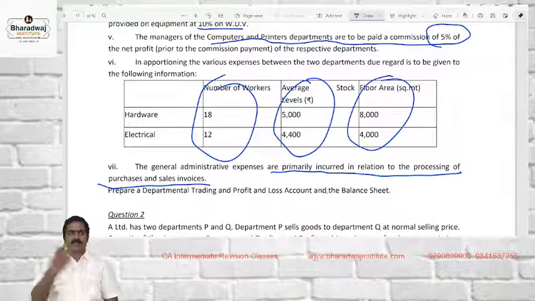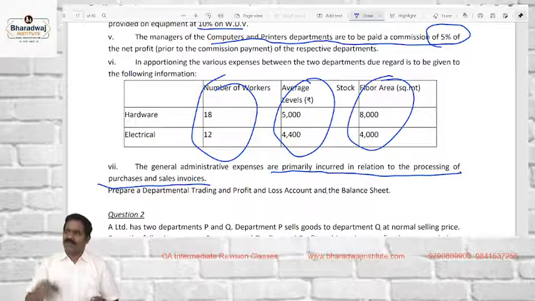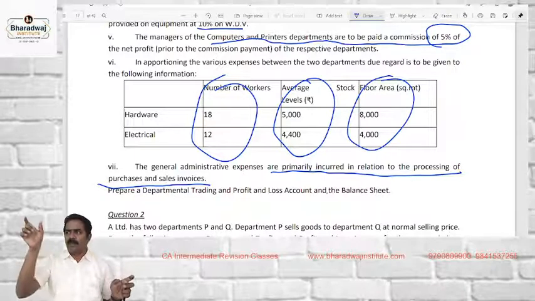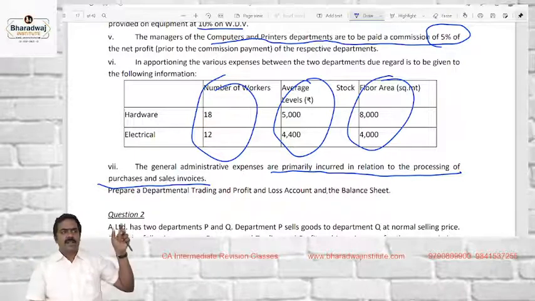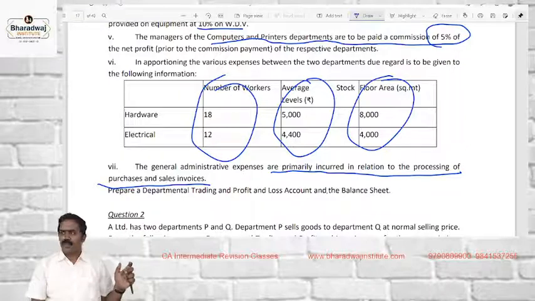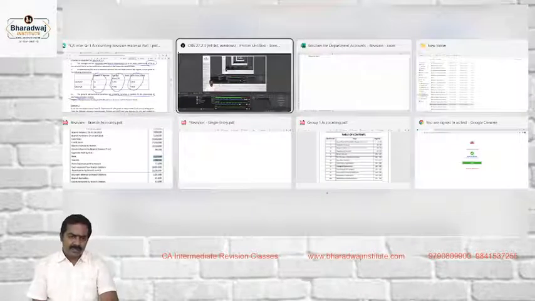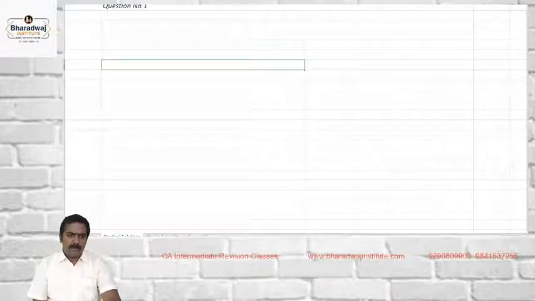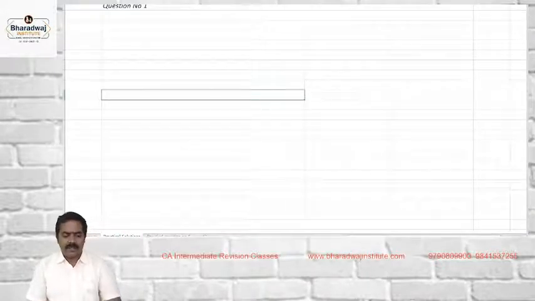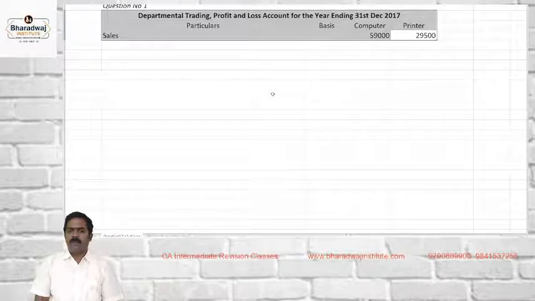Start. But of course, in the exam, when they ask you P&L account, you have to start in the normal way only. Opening stock, purchases, direct expenses, credit side sales and closing stock, you can record and find out gross profit. Start. Departmental trading P&L account heading.